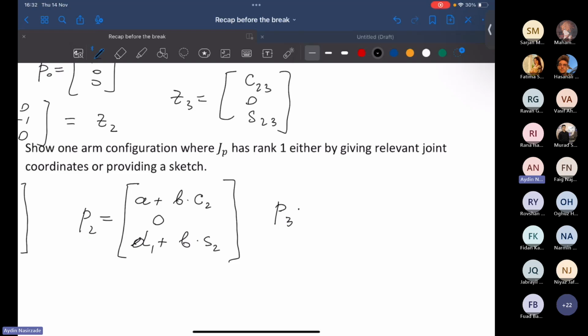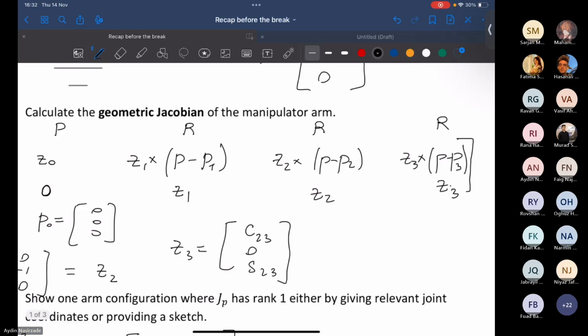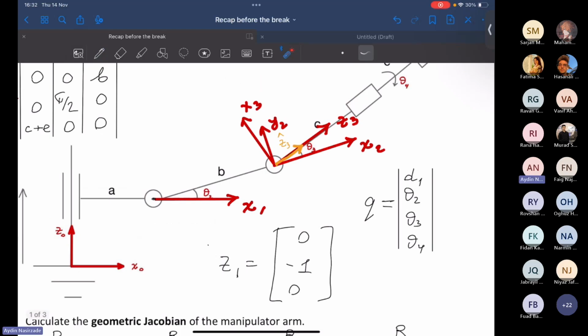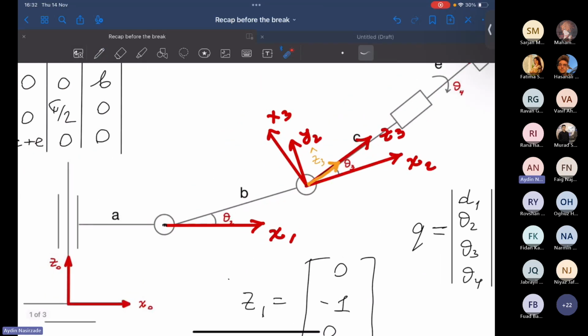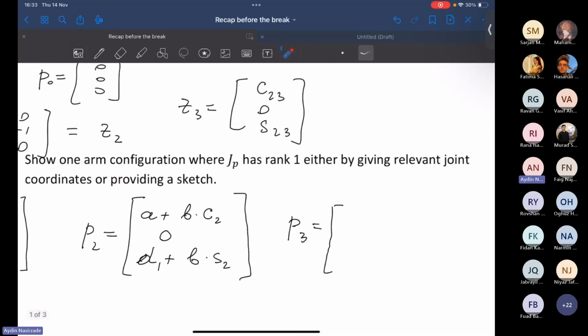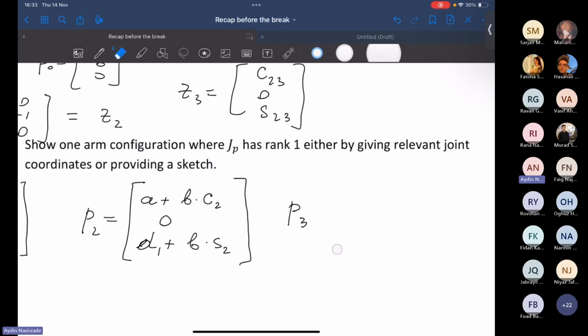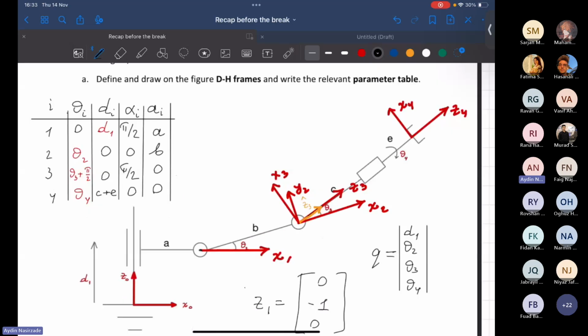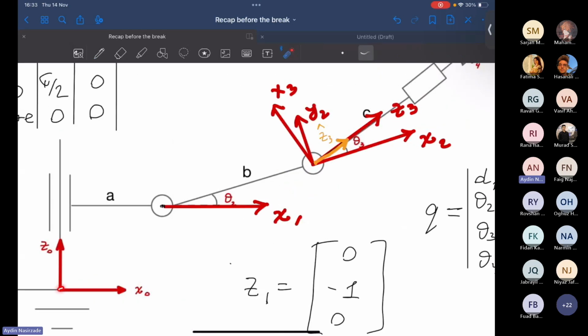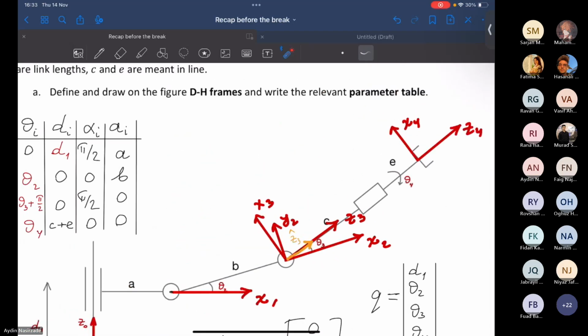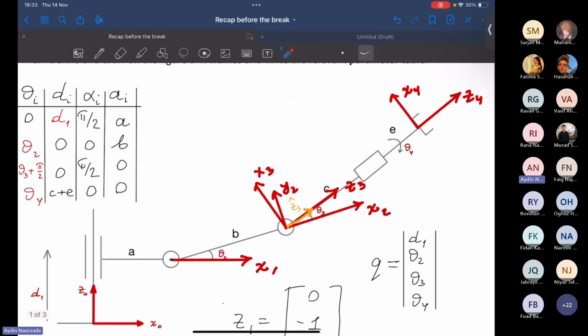Let's move on to the next one, P3. It's the same, right? Because their origins intersect. Whatever we wrote for P2 is going to be the same for P3. So let me write down: P3 will be the same as P2 because their origins intersect. We are finding the same vector. Vector P2 is this one. Vector P3 is this one as well. So they are equal. They are identical. So what else?